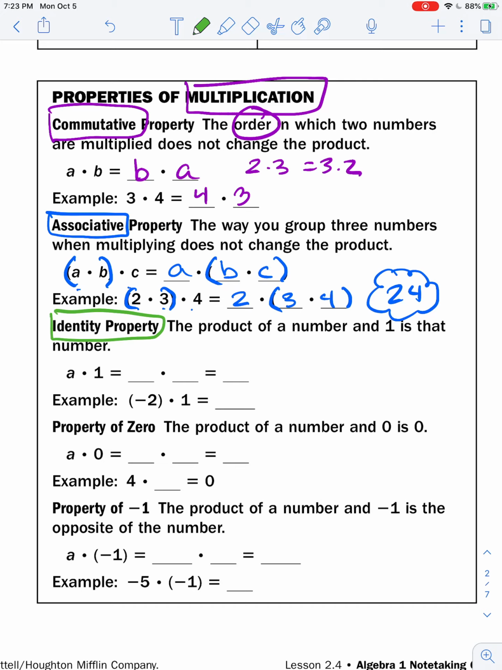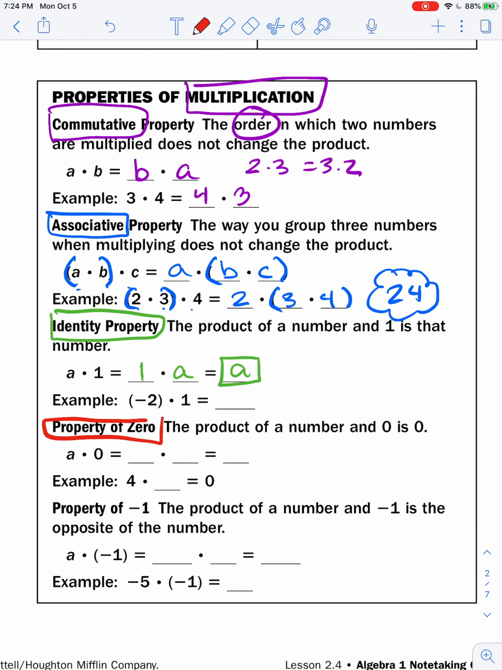Identity, we talked about this earlier. Identity is the number that lets you stay the same value. So if I have A times 1, that's the same as 1 times A, and in the end I get to keep my identity. And so 1 is the number that lets me keep my identity.